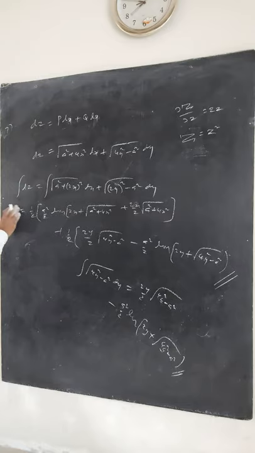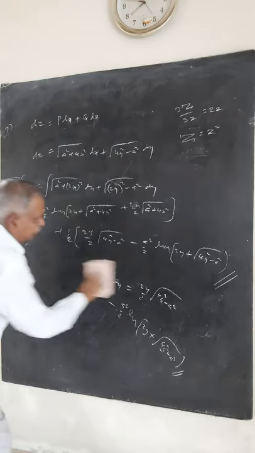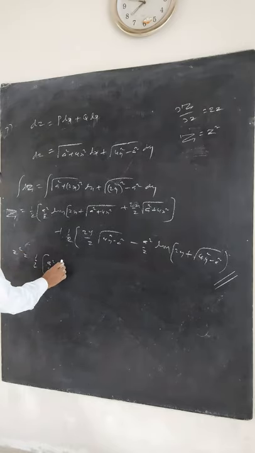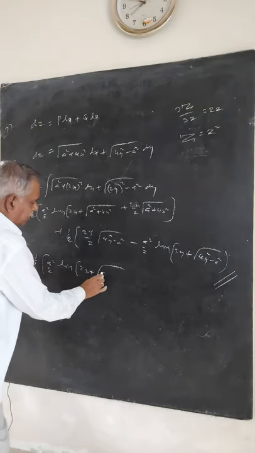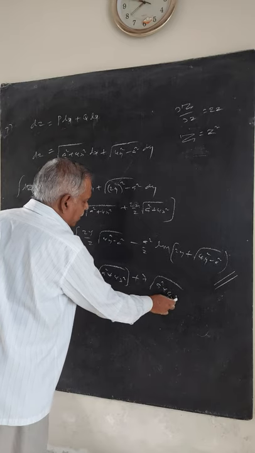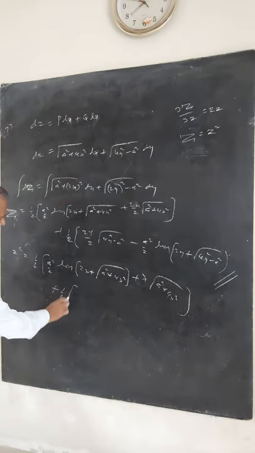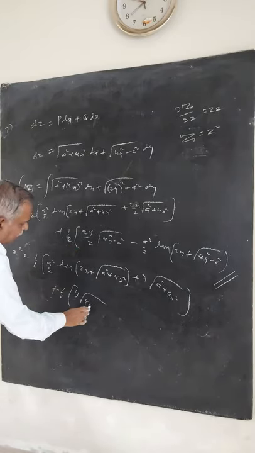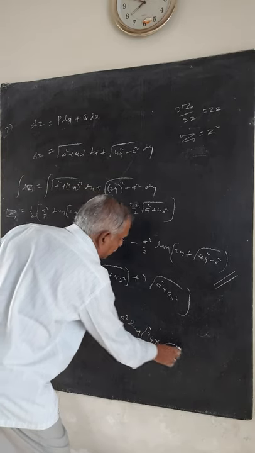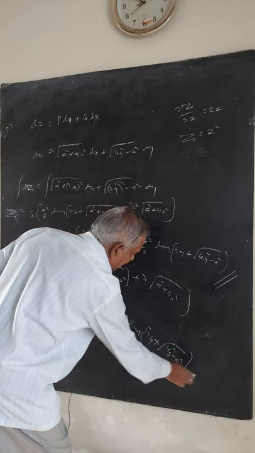Here, what is capital Z? This is capital Z. Capital Z equal to 1 by 2 of a square by 2 log of 2x plus root of a square plus 4x square, close the bracket, plus x root of a square plus 4x square, plus again 1 by 2 of y, the 2 by 2 cancel, root of 4y square minus a square minus a square by 2 log of 2y plus root of 4y square minus a square is the answer.